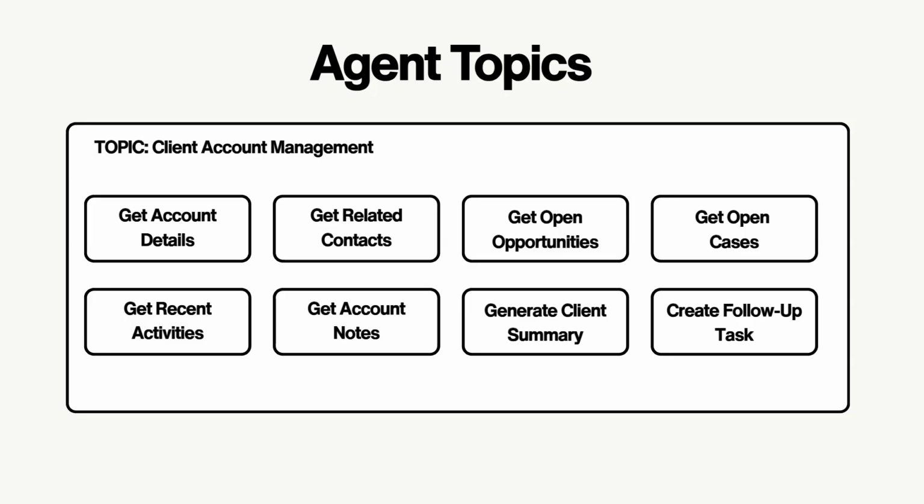So on the screen here, you can see an example topic called Client Account Management. Inside this topic are several agent actions that the reasoning engine can choose from when this topic is active. So actions such as get account details, get account notes, generate a client summary. So now that we see how a topic is structured, the next big question is, how does the agent know which topic to use if it has several topics assigned to it?